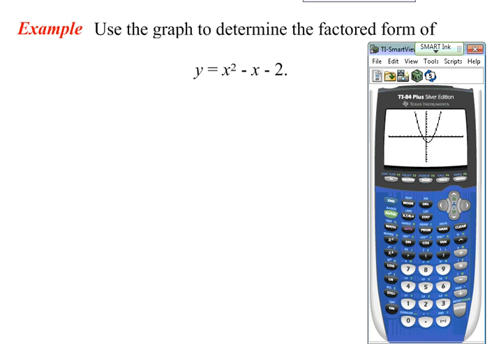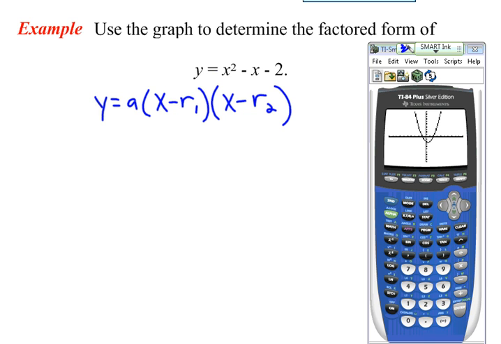Now we have to get the roots from this graph. We know the roots are the points where the graph crosses the axis. Well, these roots are actually quite clear. I don't think we need to do a calculation on the calculator. We can see that there is a root at -1 and +2. Here is our factored form of a quadratic. We're going to plug in our roots, -1 and +2.